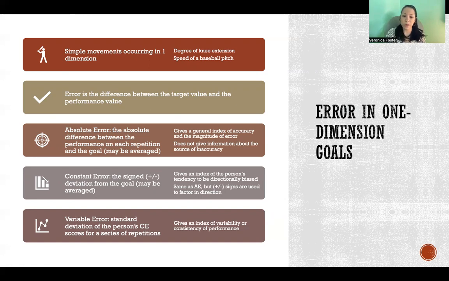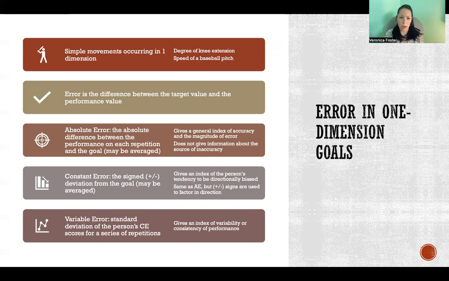Same with something like speed of a baseball pitch. Maybe there's a certain goal of what speed you're aiming for, and whatever speed you fall at, the difference is the amount of error. Okay, so very easy to calculate in discrete movements that are simple and occurring in only one dimension, whether that be spatially or temporally. So absolute error is the absolute difference between the performance on each repetition and the goal, or it could be the average.